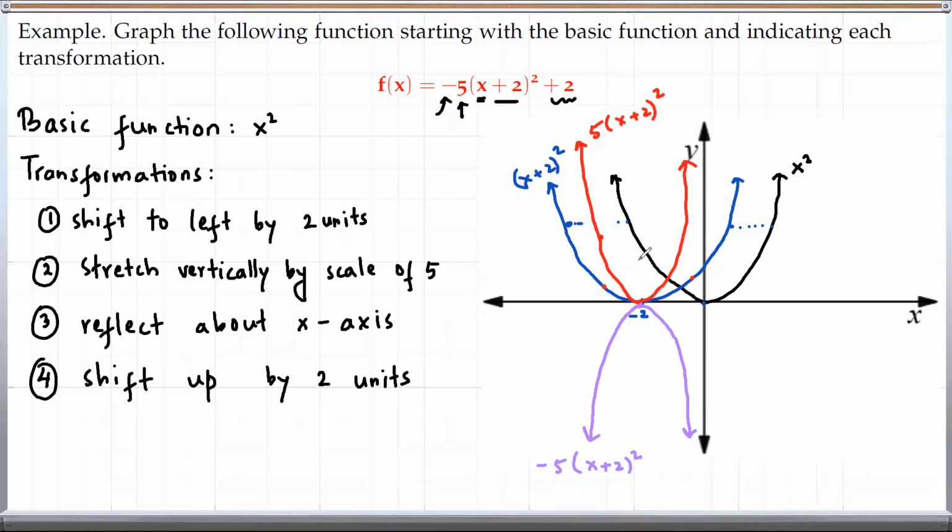So this goes over here. This goes here. This point goes here. So everything is moved up by 2 units. That will give us the final graph. Okay, something like this. So this is the final graph, and it has equation -5 times (x plus 2) squared plus 2. All right, so we are done with this example. Let's look at the next one now.